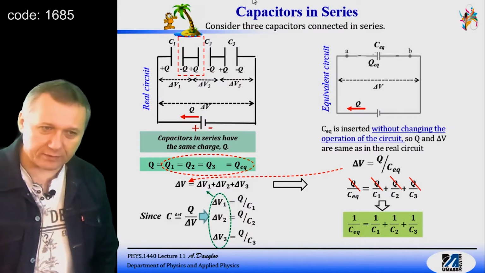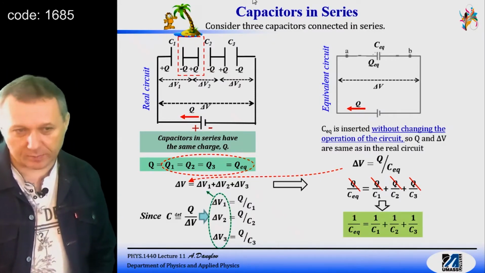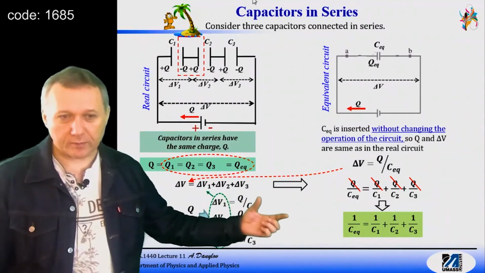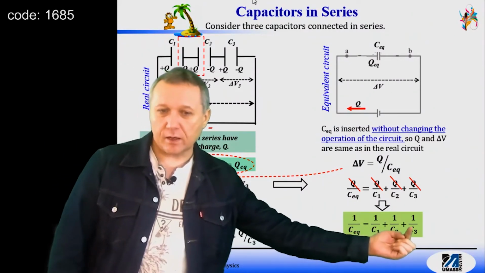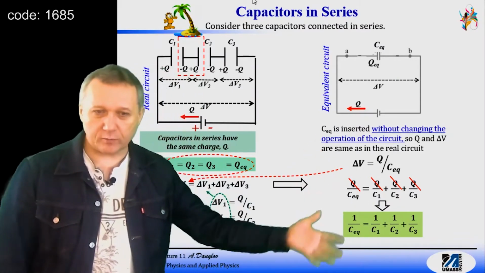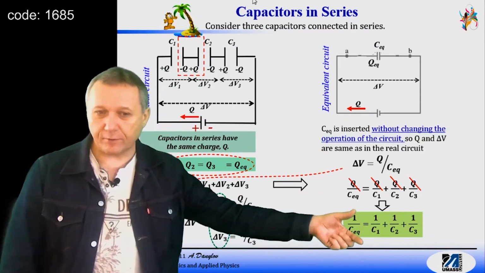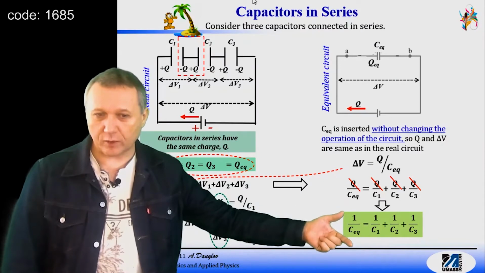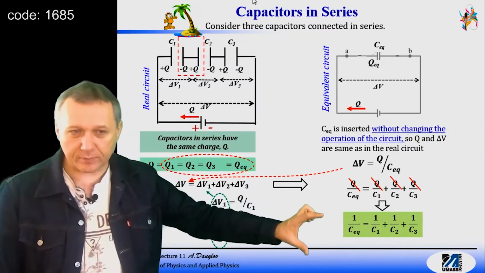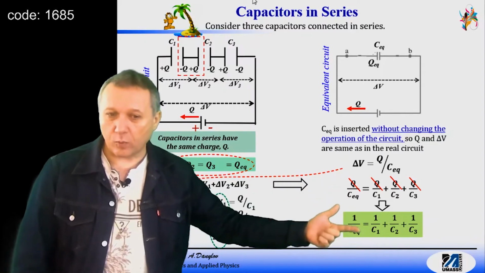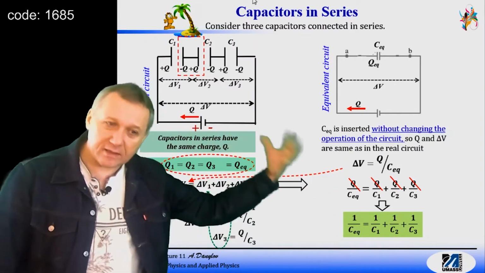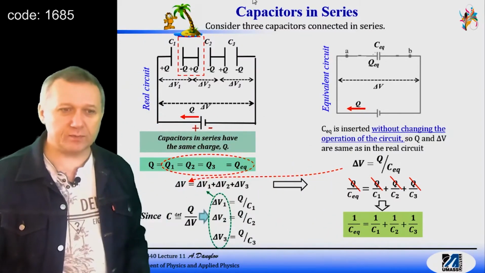Usually students don't have trouble using these formulas, except, as I was warning in my recitation classes, quite often students calculate these reciprocals, 1 over C, 1 over C, and then after that they forget to flip, because here it's a 1 over C equivalent. They forget to flip, and as a result they use 1 over C equivalent as C equivalent. Very, very silly mistake.